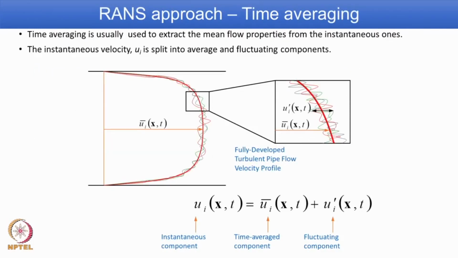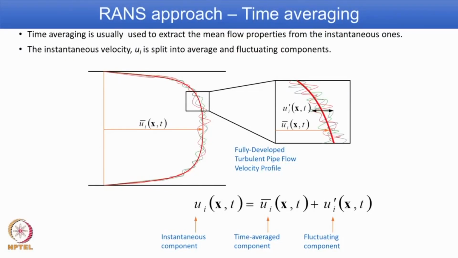Now, we look at it in a little more detail. We already mentioned, though flow exhibits randomness, it is possible to approach a turbulent flow by what is known as statistical methods, and one such quantity is averaging, because we mentioned it is varying both in space as well as time. It is possible to do both spatial averaging as well as time averaging. For now, we will limit it to only time averaging and explain turbulent flow with the help of only time averaging quantity. So, time averaging is usually used to extract the mean flow from instantaneous ones.